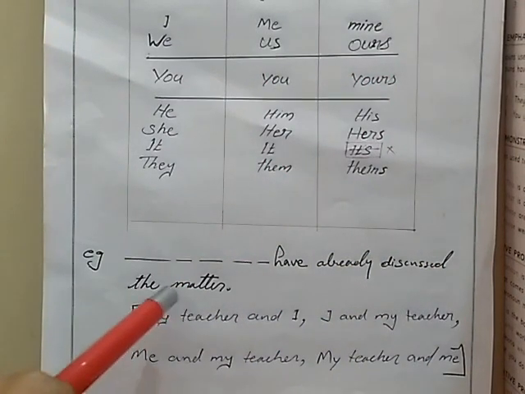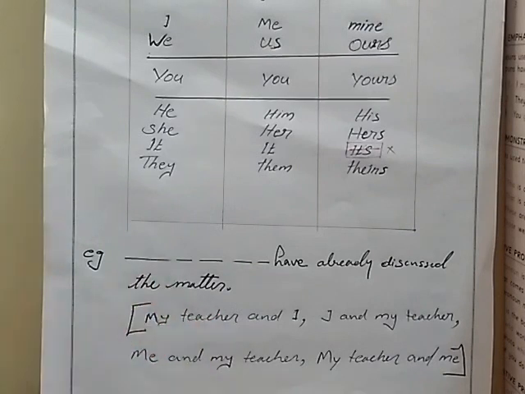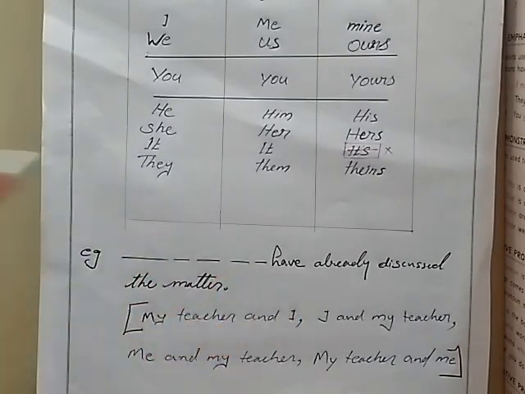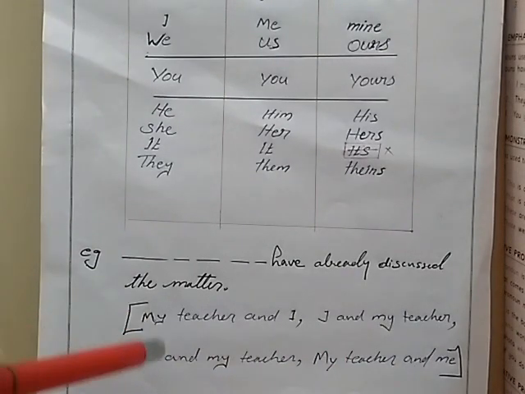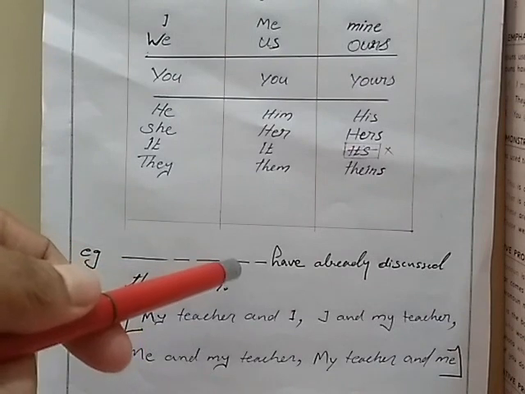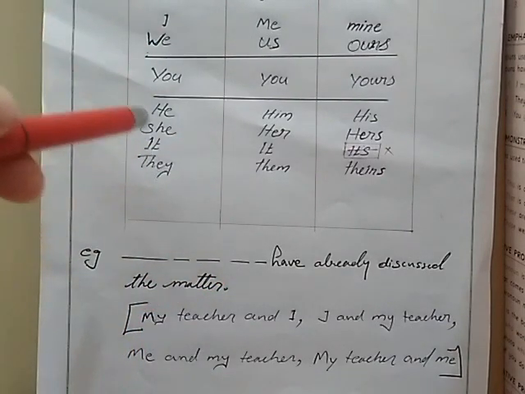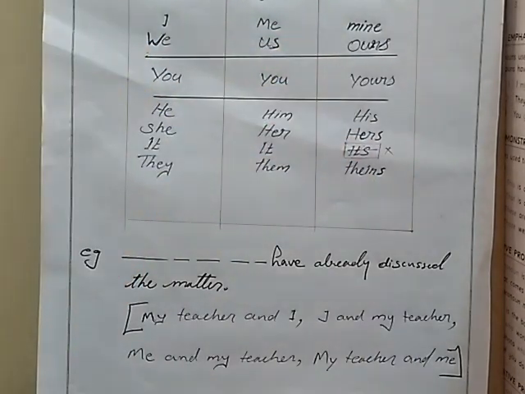Now you can see a question I have given here. Dash have already discussed the matter. I have given some options too: my teacher and I, my teacher and me, me and my teacher, and me. You can take any of these options and place it here. This is just to understand these cases, or what we will use in the subject place, in the object place, or in the possessive place.